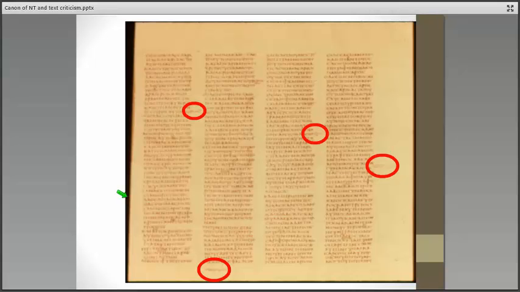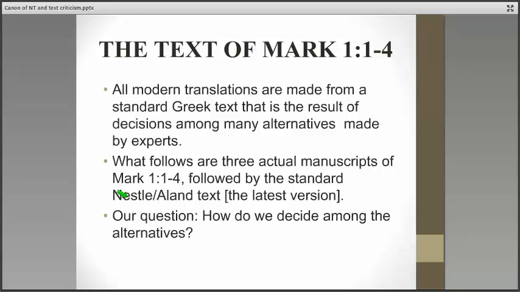It's compared to another document, and they realized there's something wrong here. Let me show you how this works. If you get a chance, look at the text of Mark chapter 1. We can read it together, just the first verse or so.